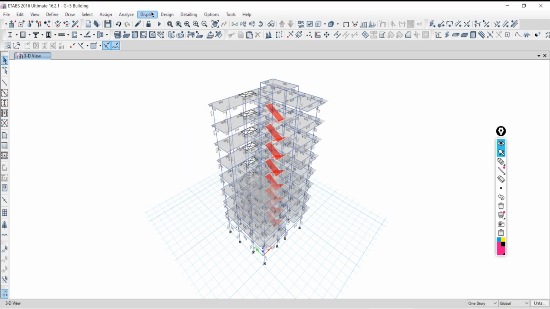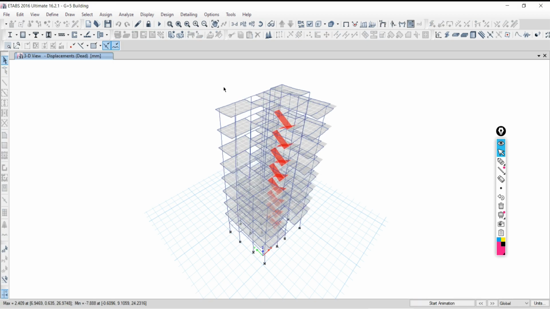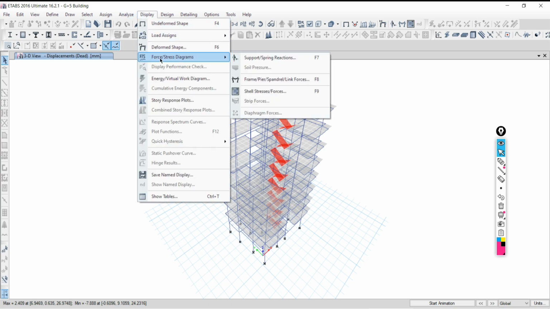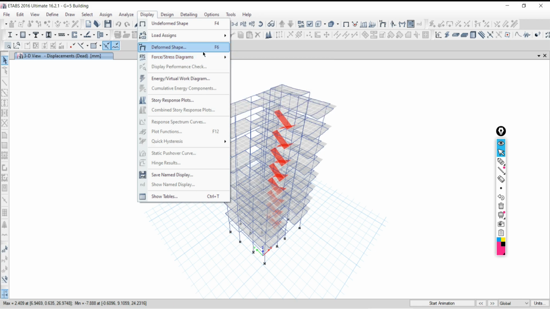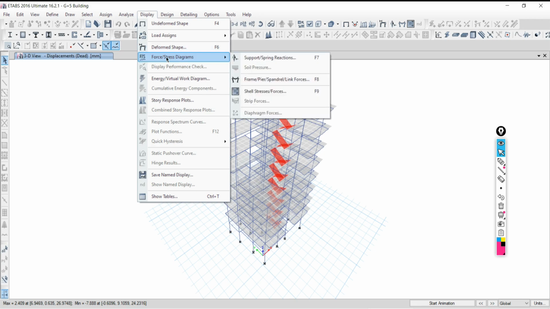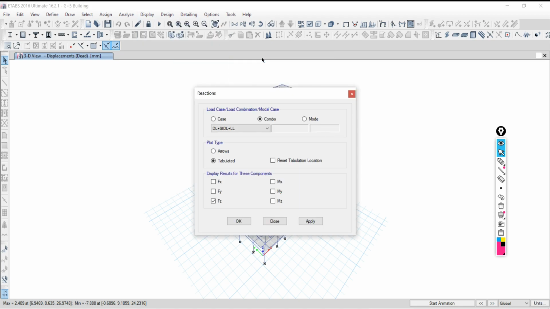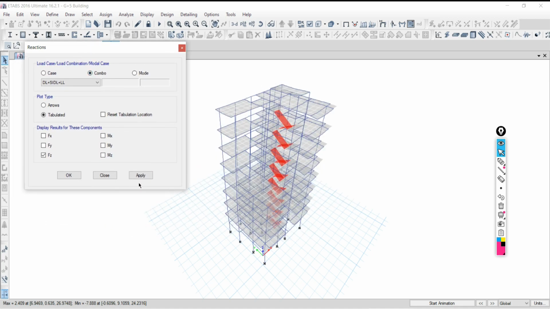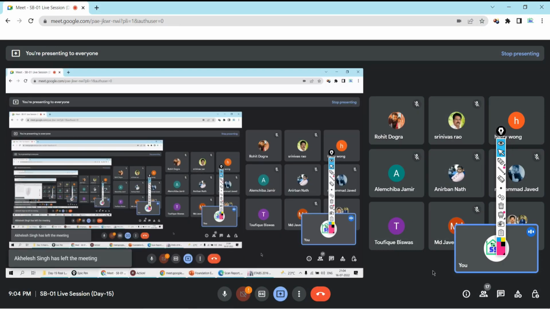Now close it. Now perform the analysis and let the analysis be completed. And then go to display. Once you click over the display, and here the force stress diagram, I would like to see the reaction under the column. So go to force stress diagram and go to support spring reaction. Once you click over this, just tell me, for designing of foundation or for just knowing the preliminary sizes of your footing, what load combination we need to look at?